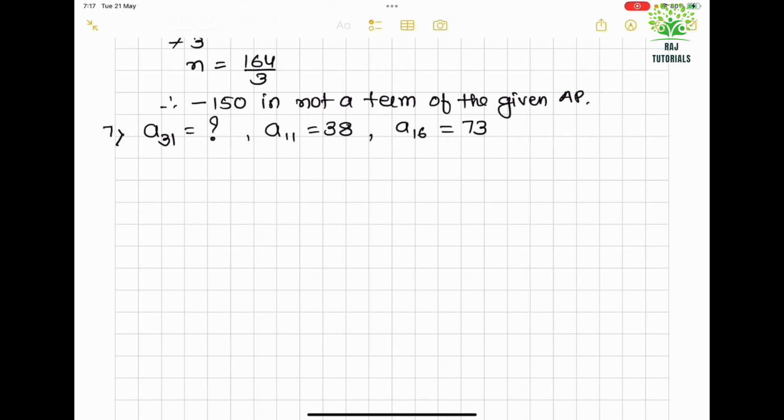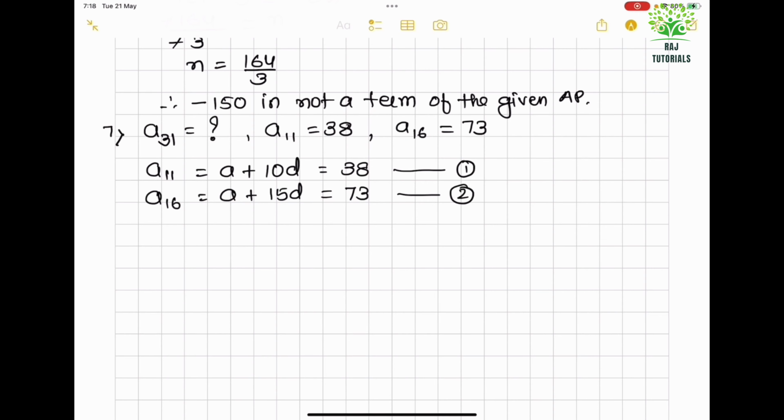Now 7th question says find the 31st term of an AP whose 11th term is 38 and 16th term is 73. So A31 I have to find, A11 is given to me, A16 is given to me. So can I say A11 will be A plus 10D, which is equal to 38, equation 1. A16 will be A plus 15D, which is equal to 73, equation 2.